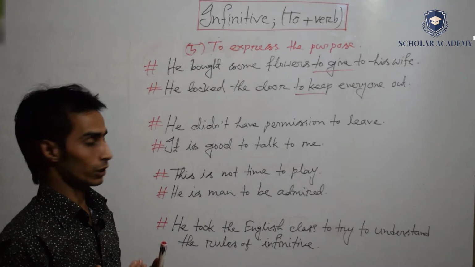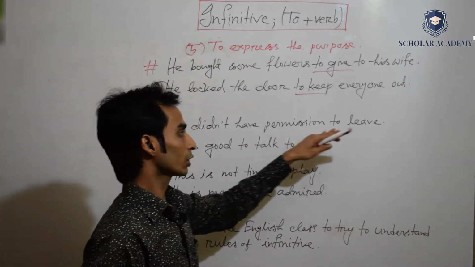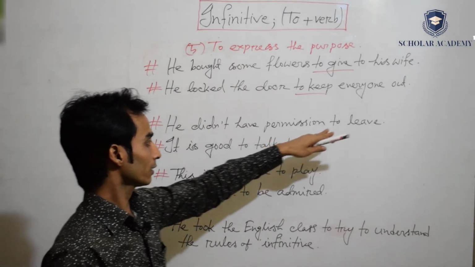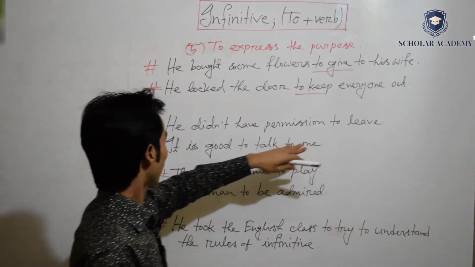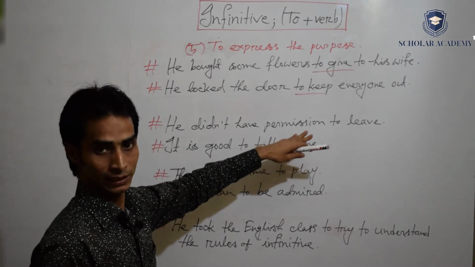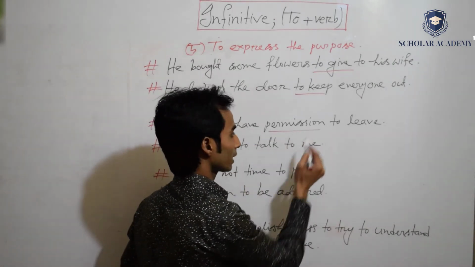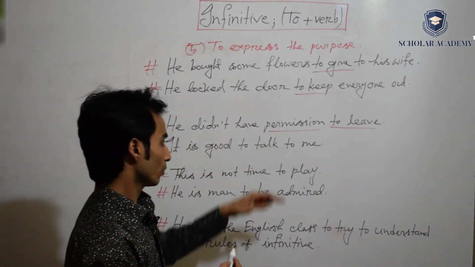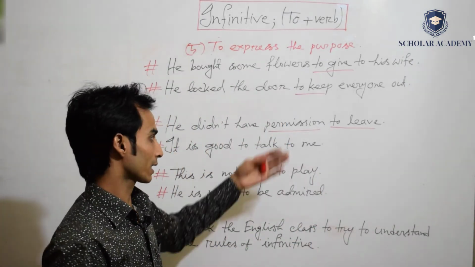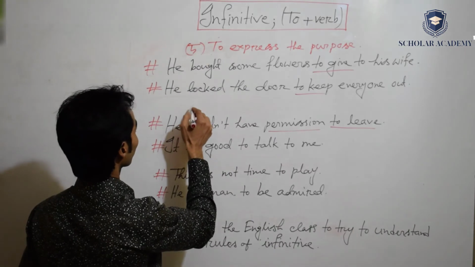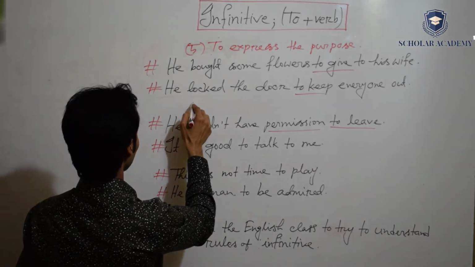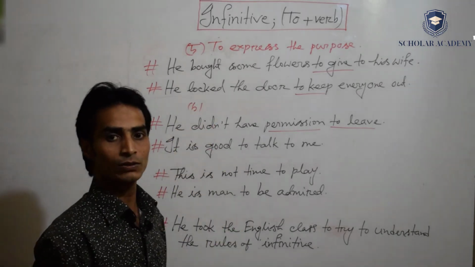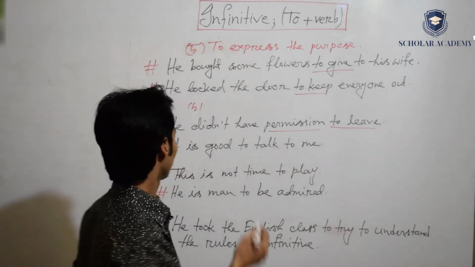Another example for you: he didn't have permission to leave. Here permission is a noun and to leave is an infinitive. So infinitive can be used as an adjective, to modify.